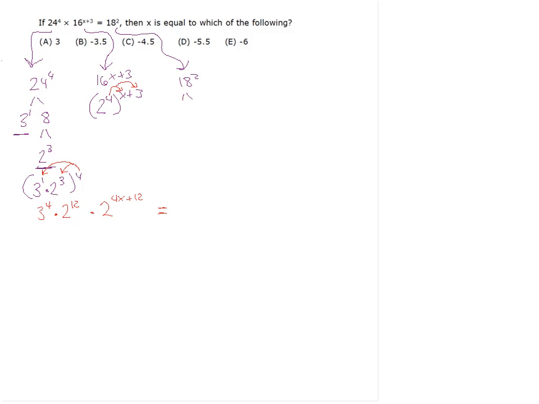9 goes into 18, so we can say that's a 9 and a 2. 9 is, of course, 3 squared. So we have 3 squared times 2 to the 1. And again, we can't forget the 2, and we distribute it. That gives us 3 to the 4 times 2 to the 2.